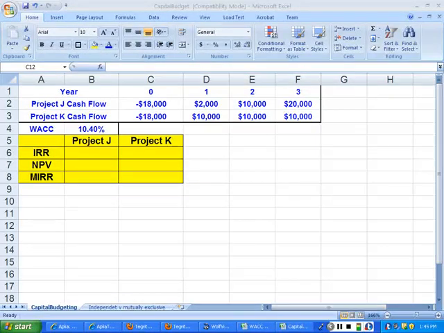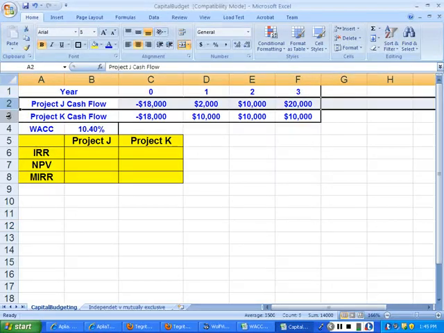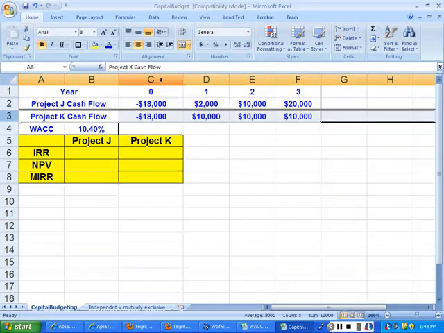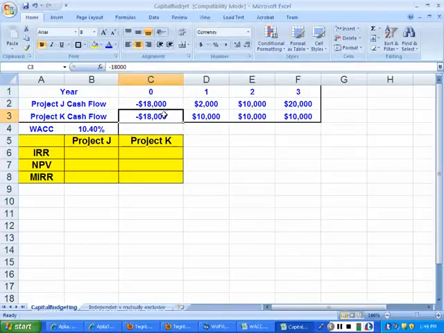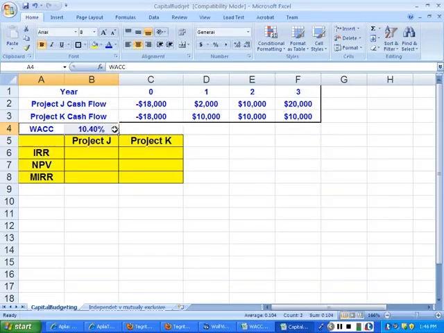Okay, here's a fairly simple problem, but one in which we can demonstrate the different methods of capital budgeting as a decision-making tool. Suppose you have two projects, and we'll call these projects J and Project K. Each of these has the same initial allocation, $18,000 to be spent today. And for these, we have a 10.4% cost of capital that we're going to be using.